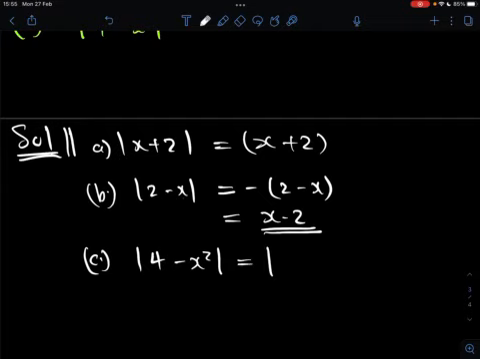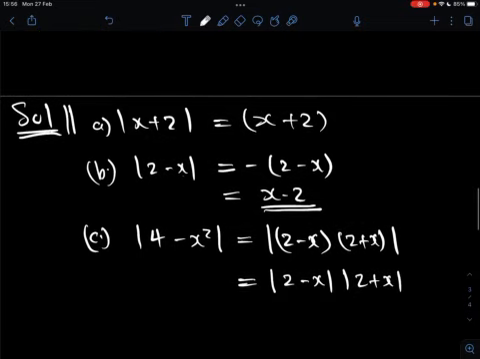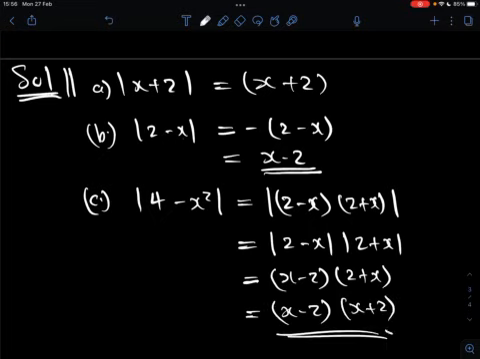Then C, we also want to evaluate the absolute value of 4 minus x squared under the same condition. One can see that this is a difference of two squares, so I can write this as 2 minus x and 2 plus x. And what does that give us? By the properties, this is the same as the absolute value of 2 minus x times the absolute value of 2 plus x. We have seen already that the thing on the left will come out as x minus 2, and the thing on the right will just come out as 2 plus x. So it will simply be x minus 2 times x plus 2, and that's it.